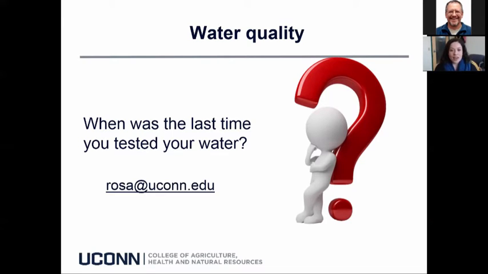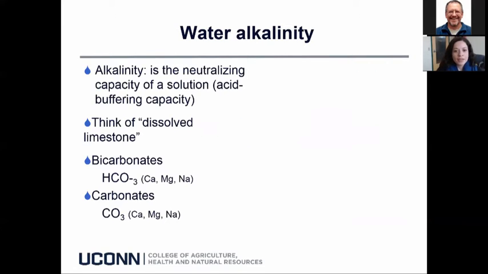So start with that. We always want to start with knowing what's in the water. The first aspect we look at in water quality is the water alkalinity. Water alkalinity refers to the neutralizing capacity of a solution. The easiest way to think about water alkalinity is to think about dissolved limestone, right? If we have a lot of dissolved limestone, that means that when we're trying to drop the pH, there's something that will buffer and take that pH up.